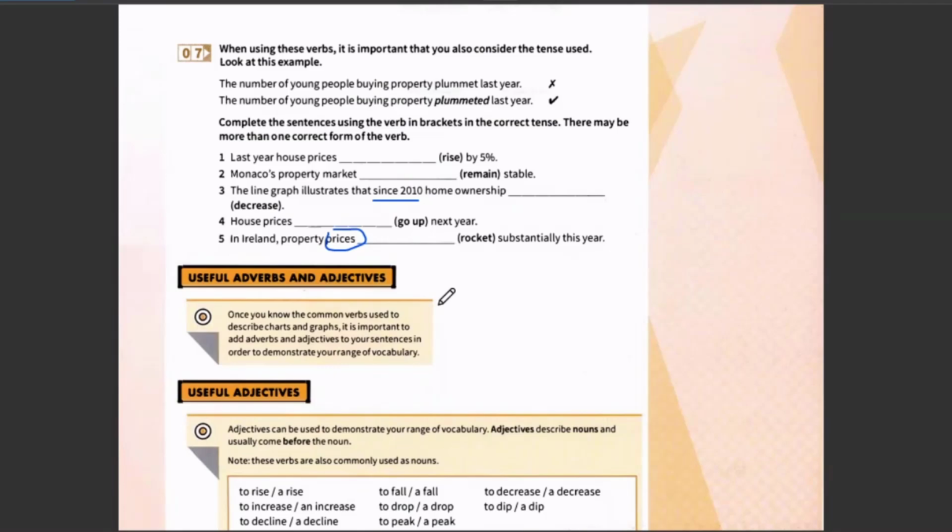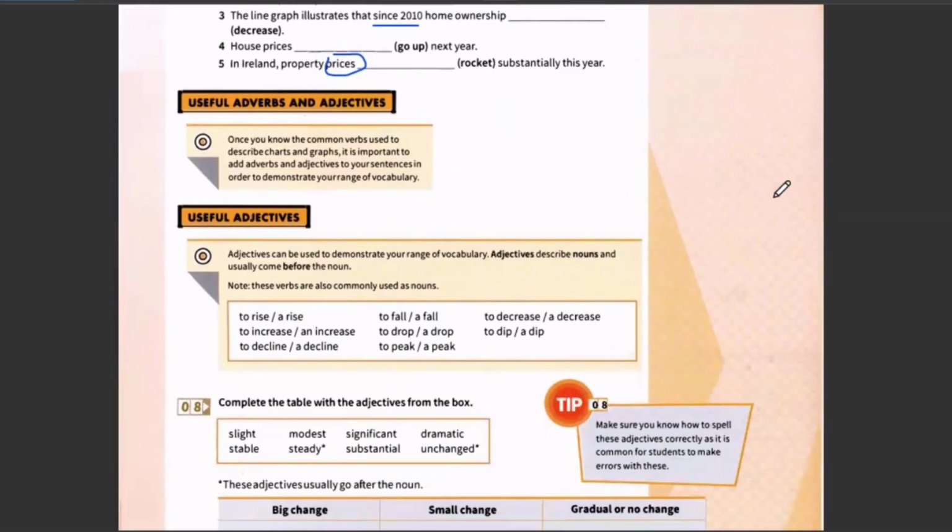Now, useful adverbs and adjectives. What is said here? Once you know the common verbs used to describe charts and graphs, it is important to add adverbs and adjectives to your sentences in order to demonstrate your range of vocabulary. So, as they say, whenever we're describing charts and graphs, we should use adverbs and adjectives so that we can show that we do have a range of vocabulary. We can explain very beautifully by using adverbs and adjectives. For that, we have to be clear about which adverbs and which adjectives should be used, right?